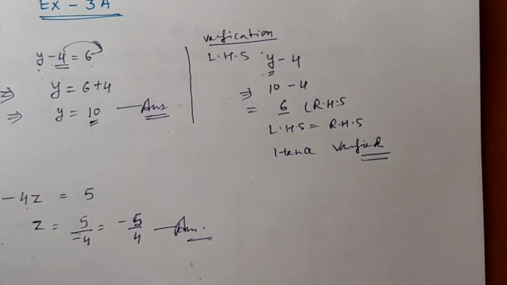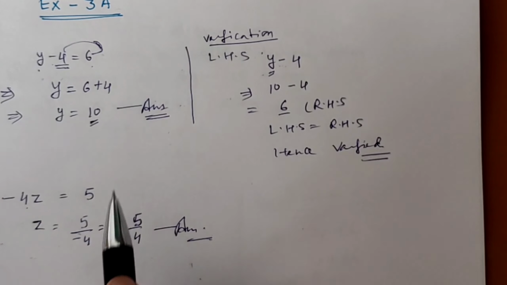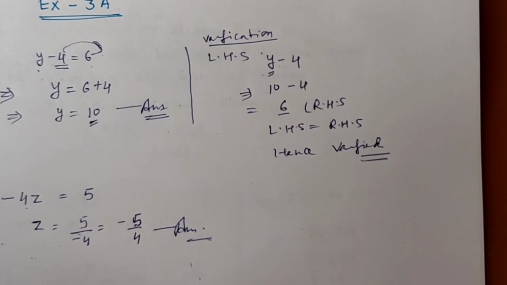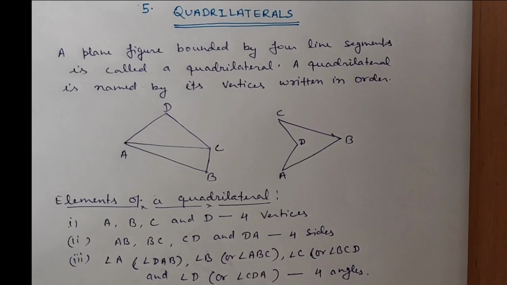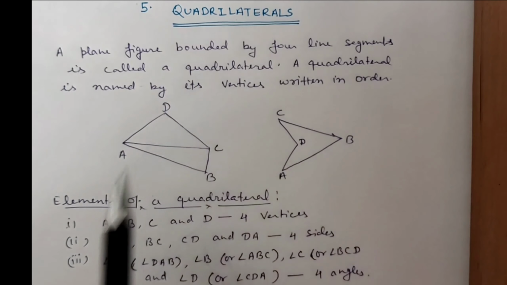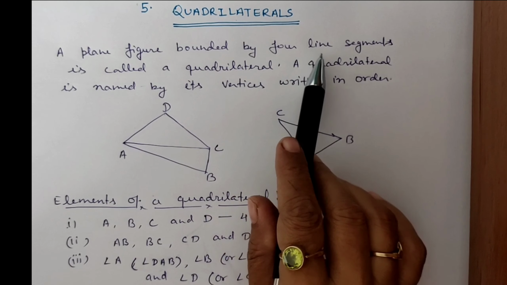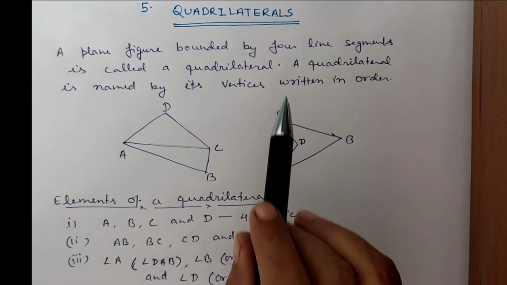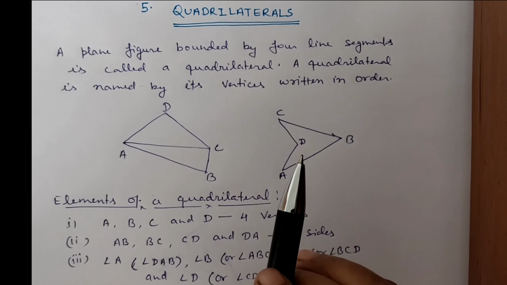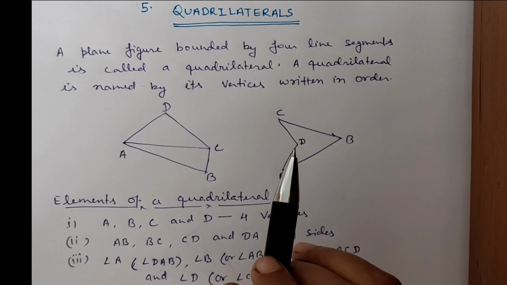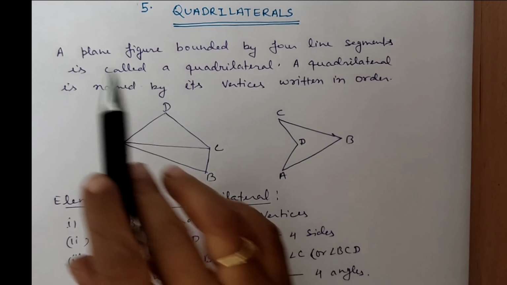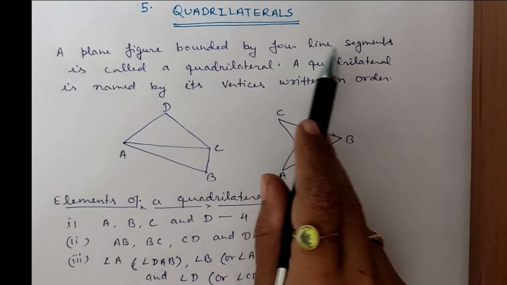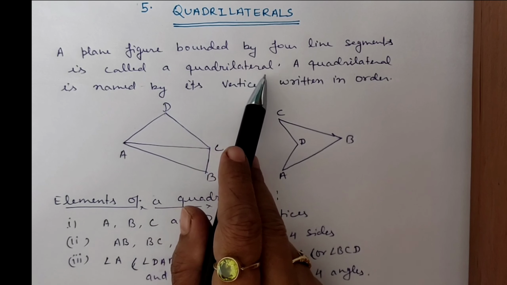Now in this way I have completed the revision of linear equations. Now I will take the revision of quadrilaterals also in this video only. Now, quadrilaterals. A plane figure bounded by 4 line segments is called a quadrilateral. Already you know what a triangle is. A triangle means any plane figure which has 3 sides. Same way, any plane figure bounded by 4 line segments is called a quadrilateral.